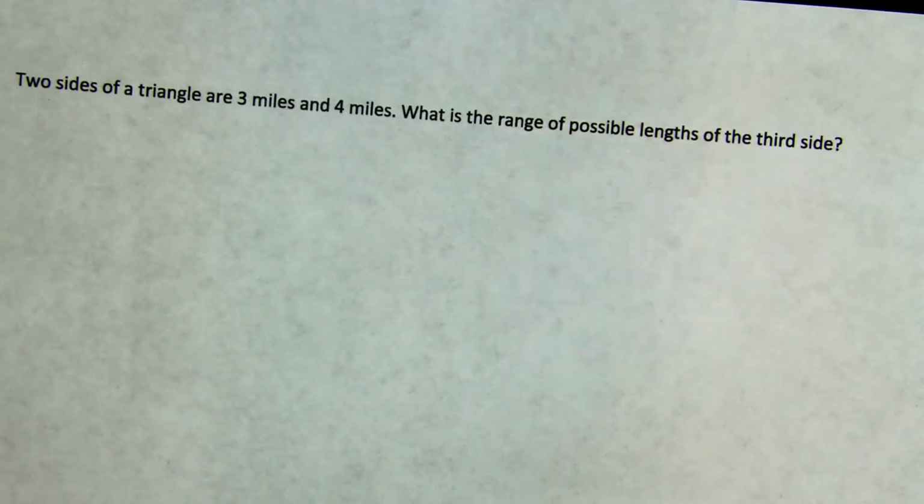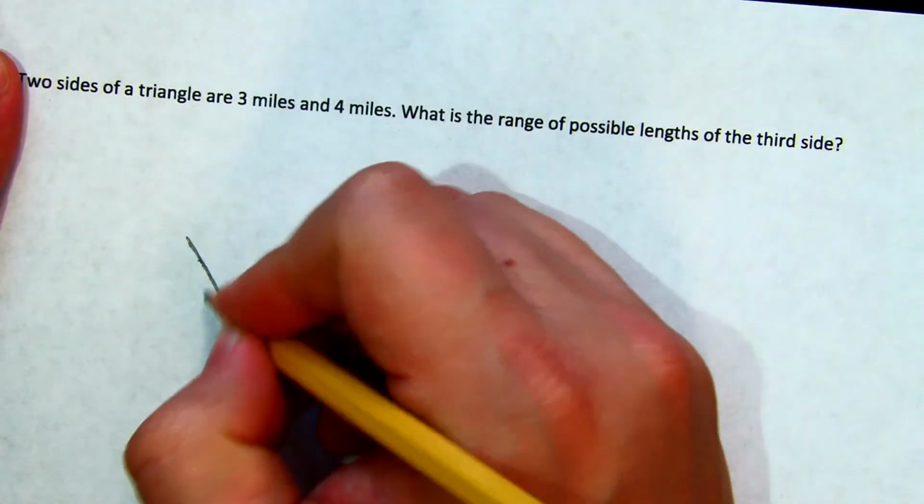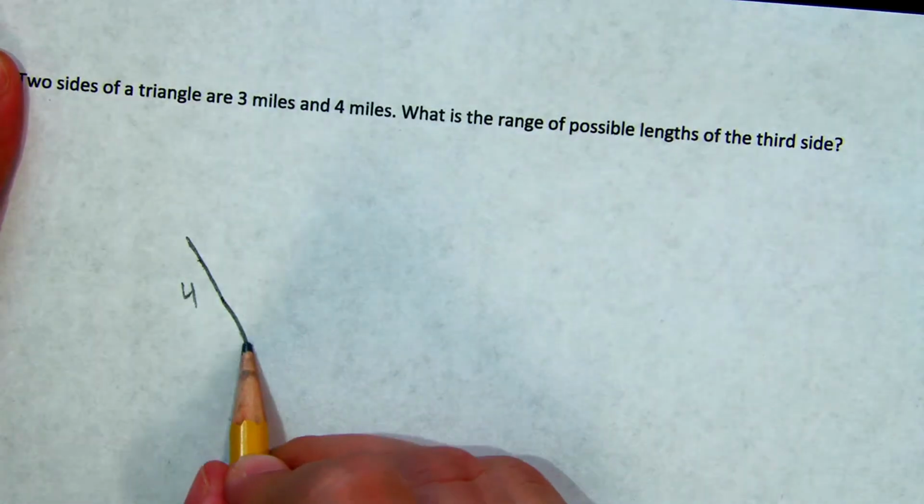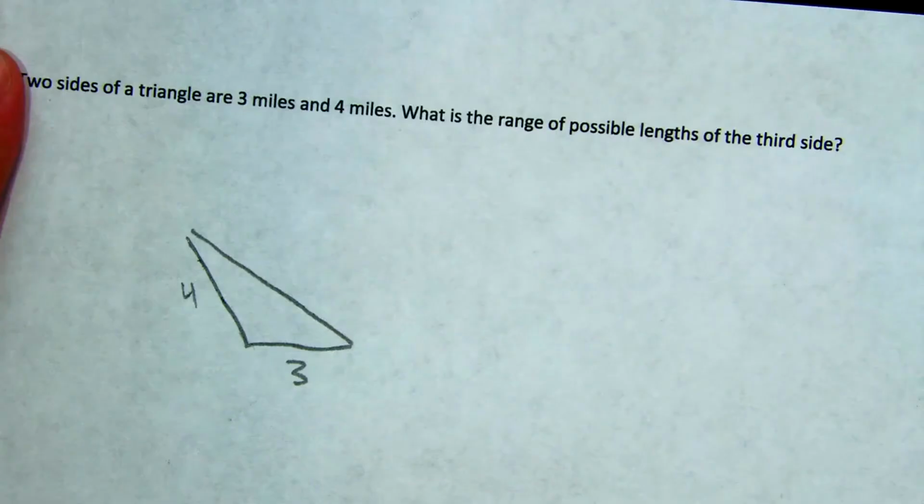Now, what does this have to do with triangles? Well, suppose we're given this problem instead. Two sides of a triangle are 3 miles and 4 miles. What is the range of possible lengths of the third side? Okay, so we've got a triangle. Well, one side is 4, the other side is 3, and this third side is what we're looking for.